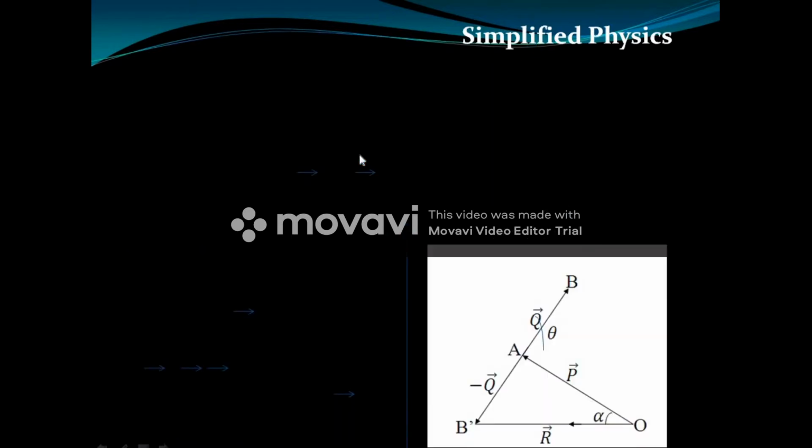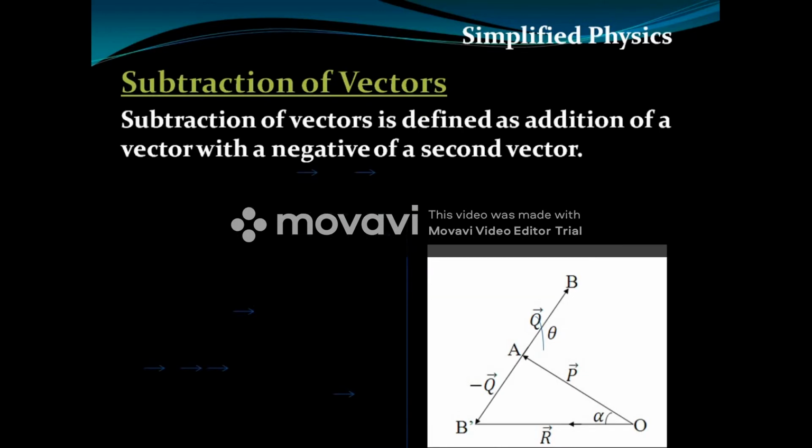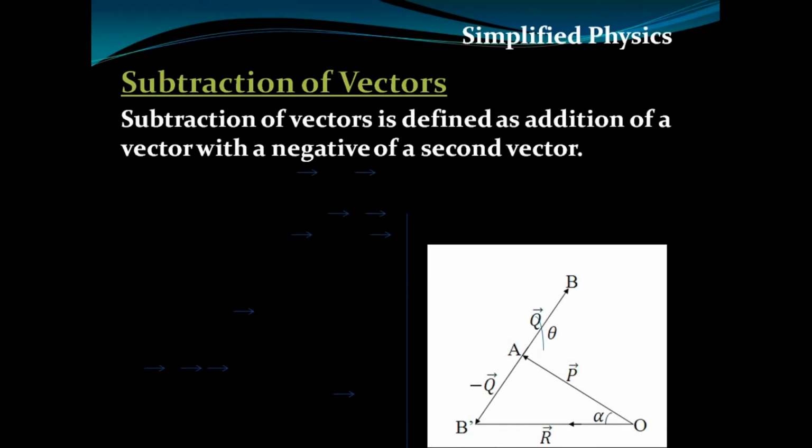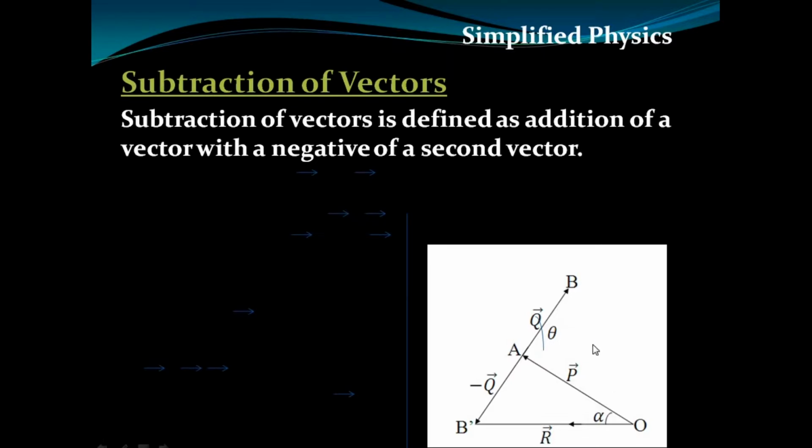Let's begin today's lecture. Subtraction of vectors. Subtraction of a vector is simply addition of the vector with the negative of a second vector. Let us suppose we wish to subtract vector q from vector p. Then we find the negative of the vector q. Then simply using the triangle law of addition of vectors, we can find the resultant r. This resultant vector r equals p minus q. In this way, we can define subtraction of a vector.